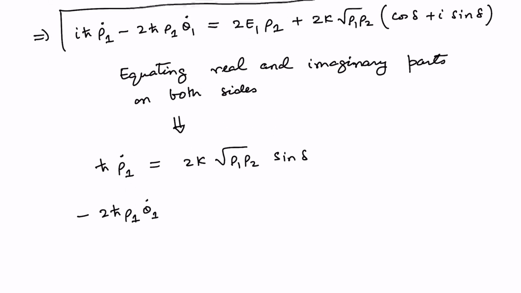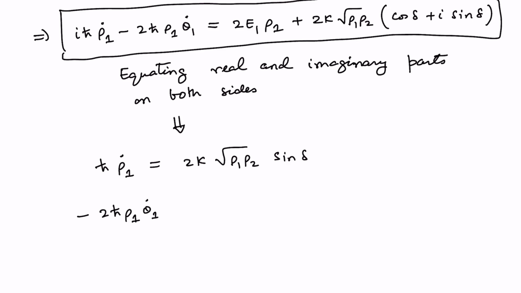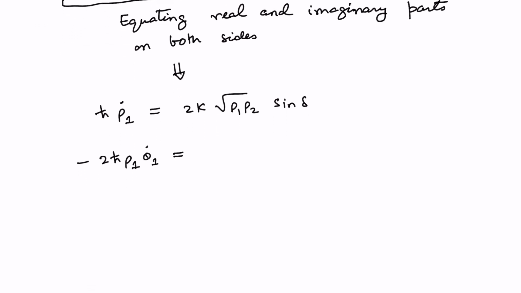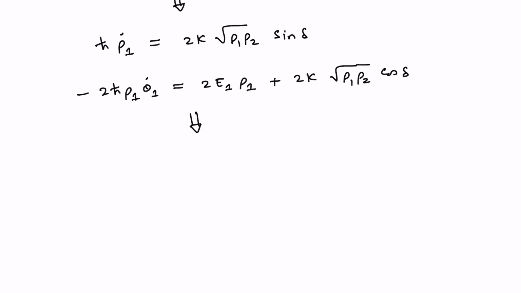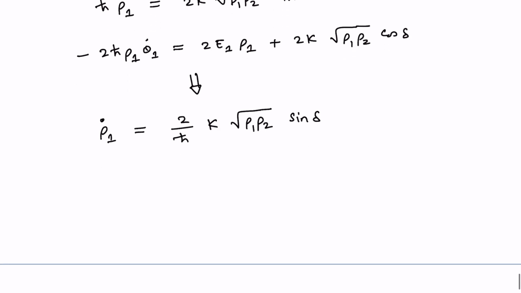Okay, please look at both sides carefully. The imaginary part is going to give me twice E1 rho 1 plus twice k square root of rho 1 rho 2 cos delta, and from here I can write it in a simpler form as rho 1 dot is equal to 2 by h bar k square root of rho 1 rho 2 sine delta, and theta 1 dot is equal to minus k by h bar square root of rho 2 by rho 1 cos delta minus E1 by h bar.